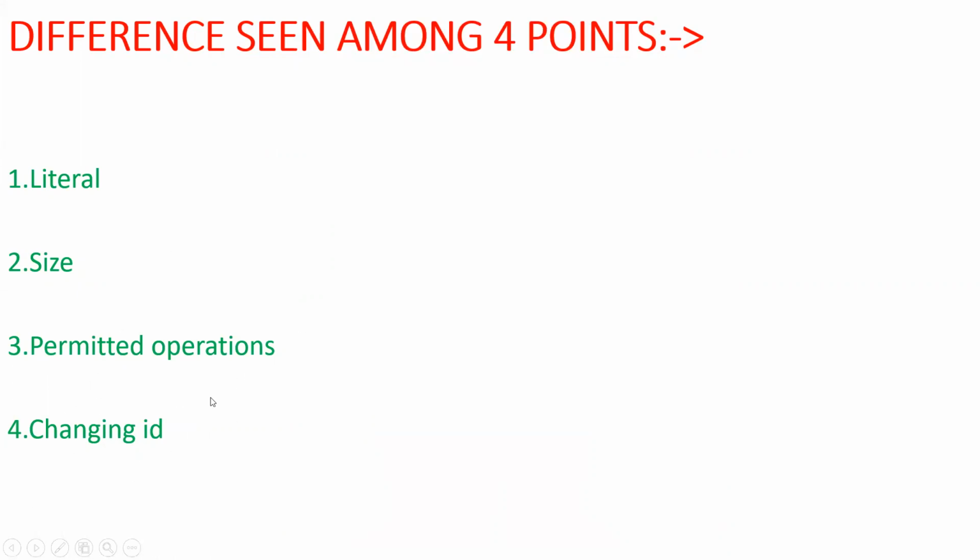So about the literal, about the size, you can see the difference about the permitted operation and about the changing. And see here, for each and every object in Python, we have some specific identification number, ID. Got my point? Okay, so here you can observe the difference between tuple and list.